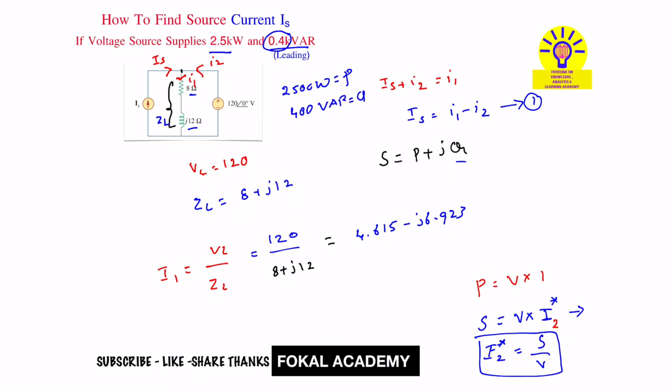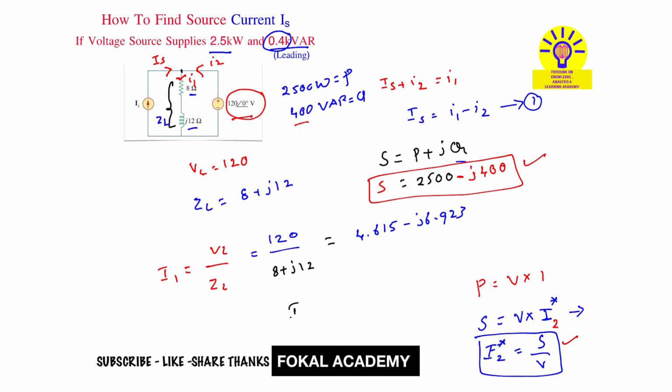Now substitute here. So 2500. The reactive power is given as leading power, so that's why I take it as minus, and Q is 400, that is j400. This is S, and V is the source voltage. Now substitute in the equation, we'll get current I2 star. So I2 conjugate equal to S, which is 2500 minus j400, upon the voltage 120.